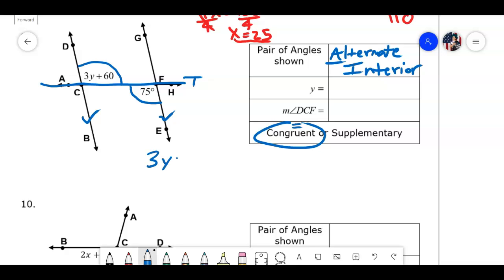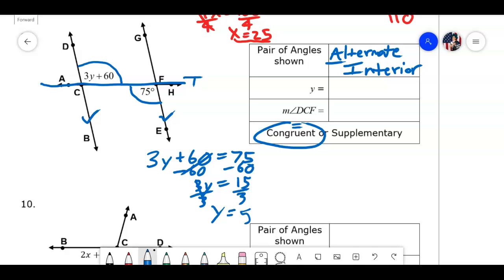So if they're congruent, that's when you set them equal. So 3y plus 60 equals 75. You can solve it in your calculator, menu 3-1, or solve it by hand. So subtract 60 to get 15, and then to get rid of that 3, we need to divide by 3. And you get y equals 5.